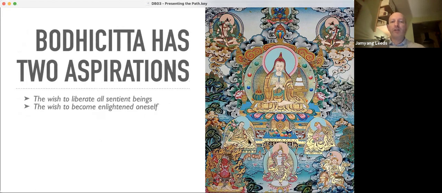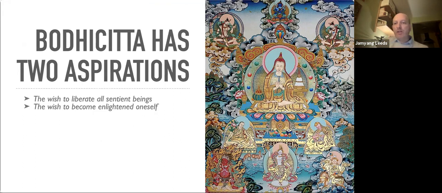So bodhicitta, when you've generated it, has these 2 aspirations: the wish to liberate all sentient beings and the wish to become enlightened oneself. It has those 2 parts. So you're going along those 7 steps, for example, and you want to liberate all sentient beings, but you realize you haven't got all the skills. So then comes the second one: you want to become enlightened yourself, so you can help all the sentient beings.